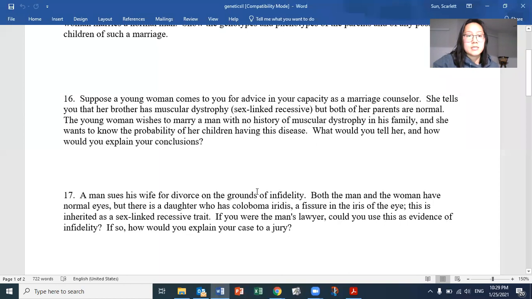So number 16, suppose a young woman comes to you for advice in your capacity as a marriage counselor. She tells you that her brother has muscular dystrophy, which is a sex-linked recessive. Okay, keep that in mind. But both of her parents are normal. The young woman wishes to marry a man with no history of muscular dystrophy in his family. And she wants to know the possibility of her children having this disease. What would you tell her, and how would you explain your conclusions?